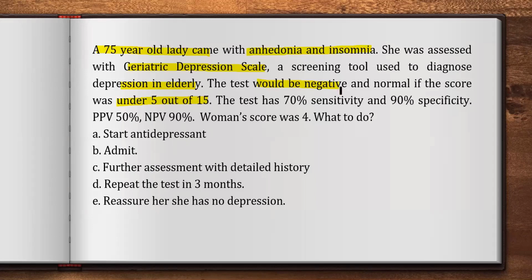Now, this is a very tricky thing. They have given it in a way that you will say the patient doesn't have any depression, but you cannot just say that. Reassure her? She has a score of 4, right? Obviously, she has the two main important symptoms of depression. Anhedonia, meaning loss of interest, is a very common finding in depression, and insomnia as well. You have got two of the important findings, so you cannot just reassure.